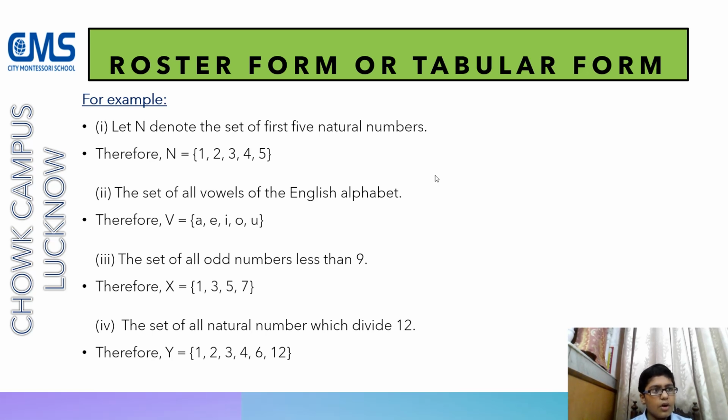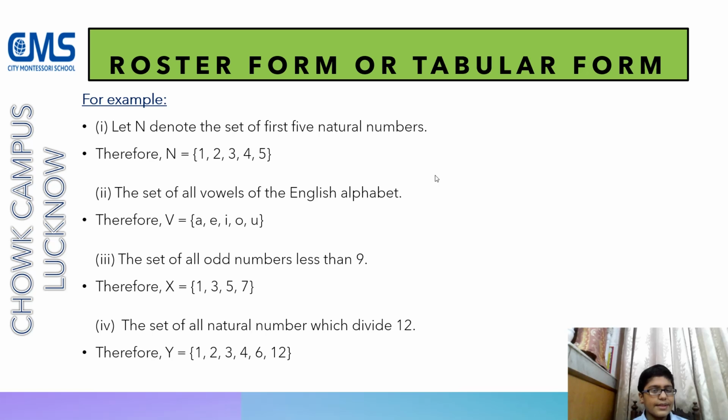The set of odd numbers less than 9. Therefore, X equals {1, 3, 5, 7}. The set of all natural numbers which divide 12. Therefore, Y equals {1, 2, 3, 4, 6, 12}. Note: the order in which elements are listed is immaterial, but elements must not be repeated.